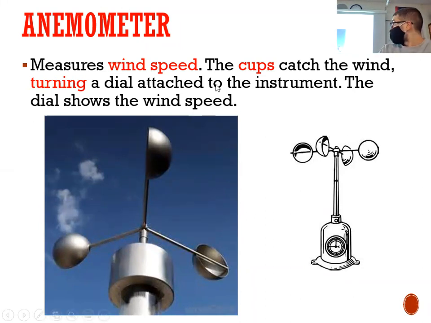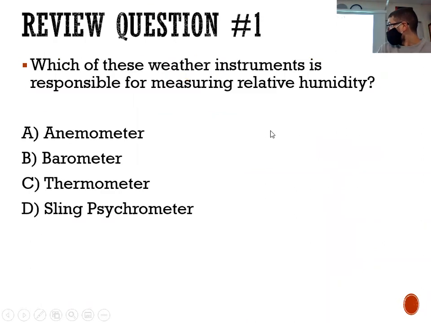Okay. Let's do a quick question here. Add your answer in the chat. Which of these weather instruments is responsible for measuring the relative humidity? Relative humidity. Is it A, anemometer, B, barometer, C, thermometer, or D, sling psychrometer? A lot of ometers. See what you guys got added to the chat.